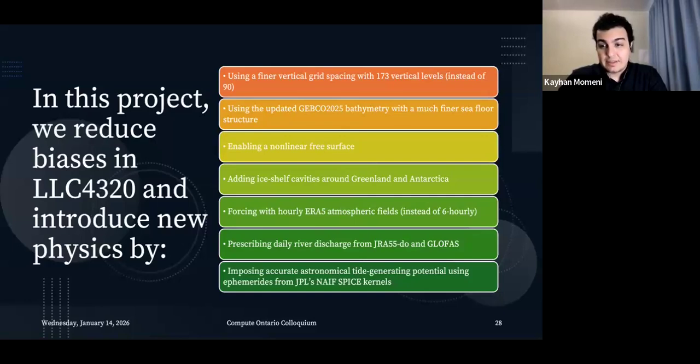We now use a nonlinear free surface, which essentially gives a more accurate pressure solution, especially in shallow regions and along the long coastlines. We've added ice shelf cavities, both around Antarctica and Greenland, which are essential for realistic Southern Ocean polar dynamics. We're forcing the model with hourly atmospheric fields, rather than the 6-hourly forcing used in the classic configuration. And finally, we're using more accurate tidal forcing than what was available during the original LLC 4320. Together, these changes represent a substantial step forward in the realism of global ocean modeling.